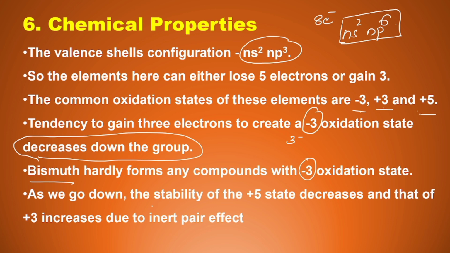As we go down, the stability of +5 decreases and that of +3 increases due to the inert pair effect. These are the chemical properties mainly regarding oxidation state. The common oxidation states, please note down, are important.